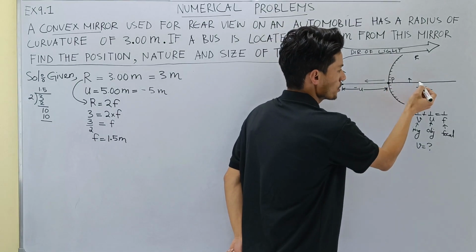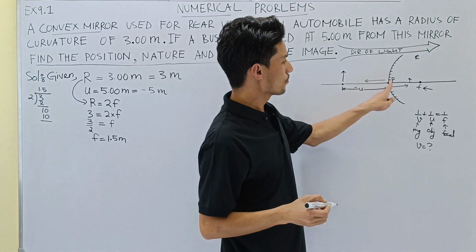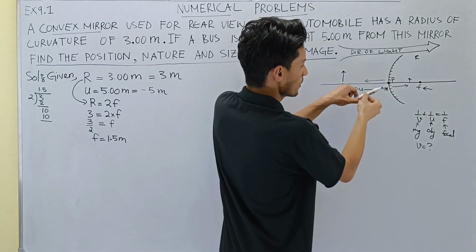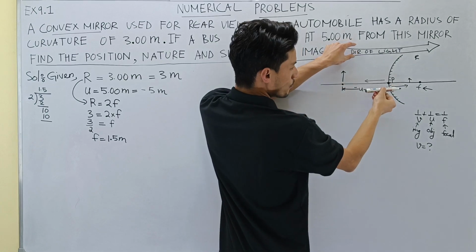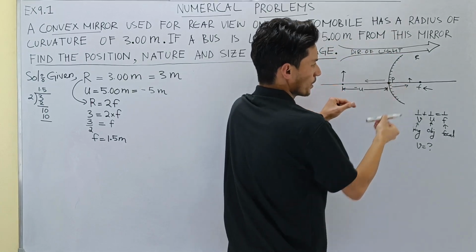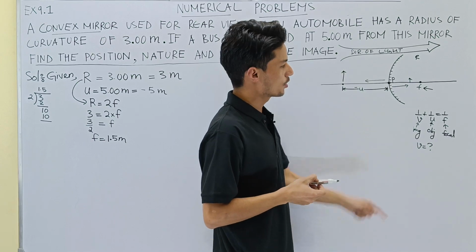To measure this focus, you will be moving like this, from P to F. Your direction of movement is like this, away from me. You are moving away from me. Light is also moving away from me. Both the direction of light and your direction, are you moving along or opposite? You are moving along, isn't it?